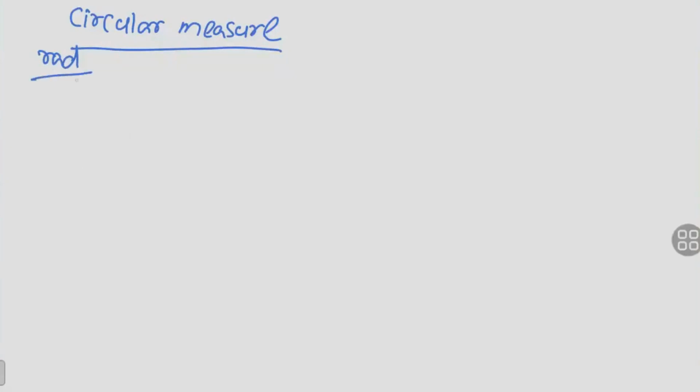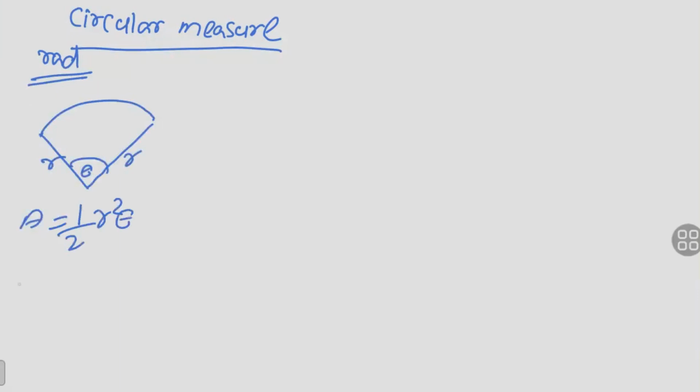Circular measure, radian mode we use. You know that sector is this one, two radii with an arc length, area equal half r squared theta. This is given in the formula sheet. Arc length they are giving s equal r theta. They also check your O level knowledge. Sometimes circle theorem, because they give combined questions, right? They combine and give you, whether you remember what you learned in O level circle theorems.